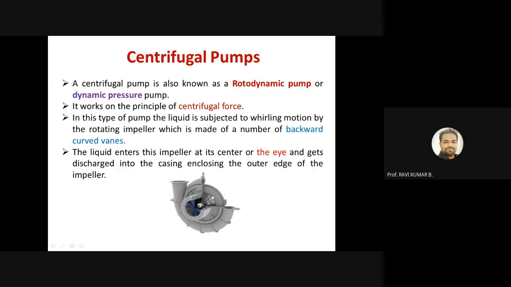By geometry, if you look, it is something like this. Water will be entering through this eye, or we can say the center, and the center has its own vanes. These are the blades which are attached. Through them it will be coming, and finally when striking over these blades, which are curved vanes attached over the impeller. This is the impeller section.